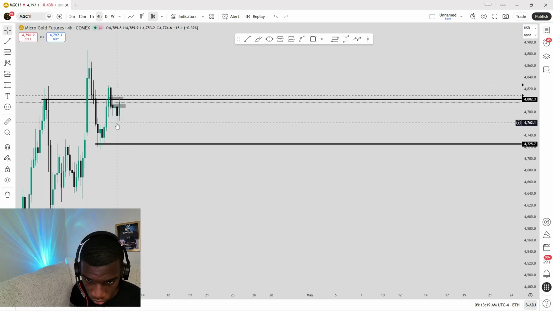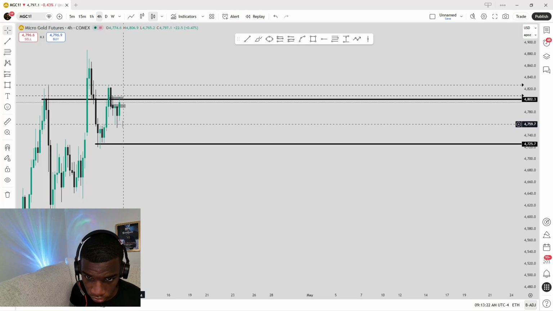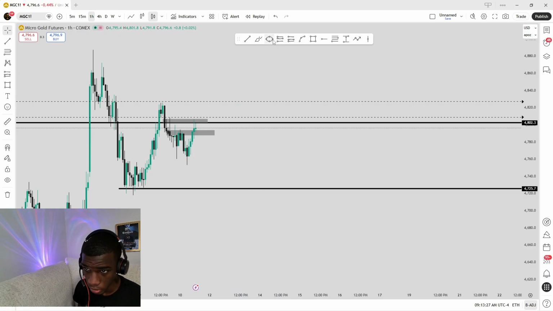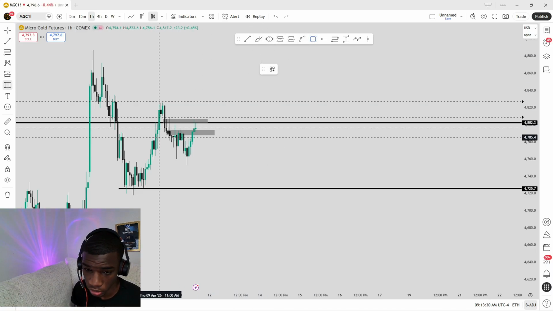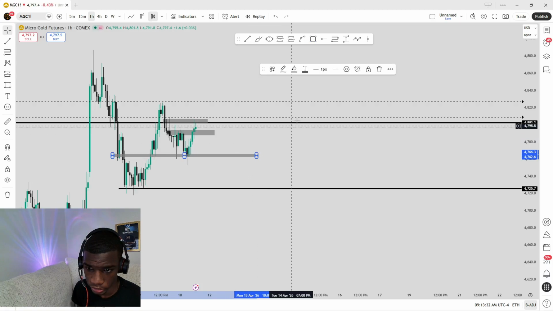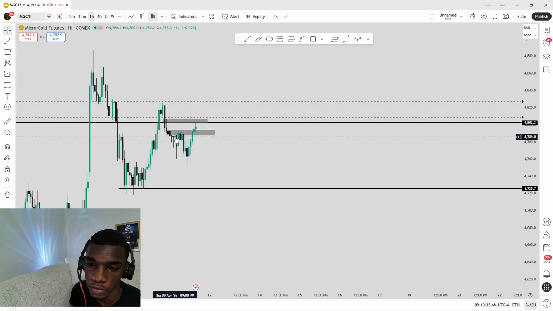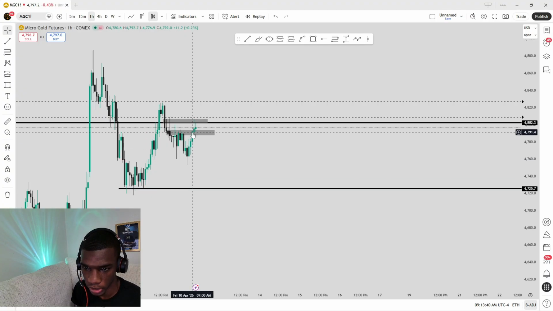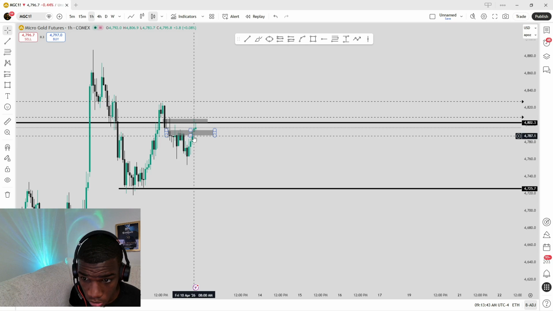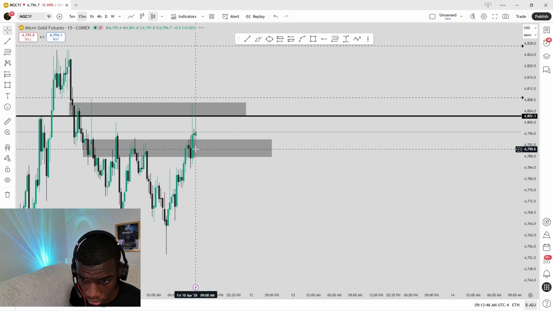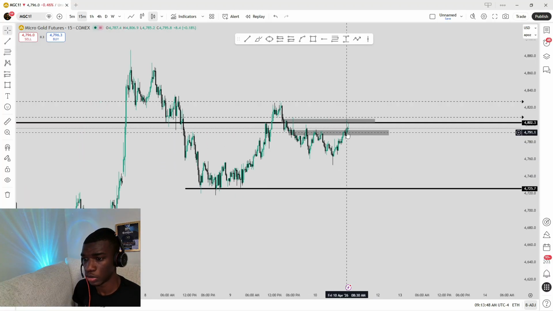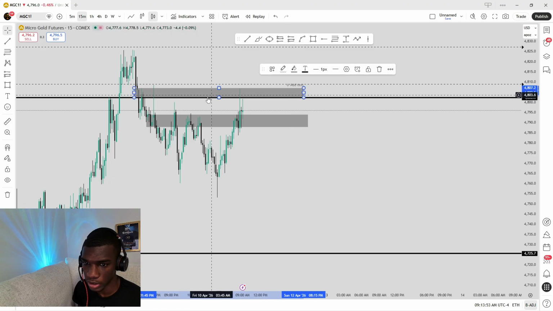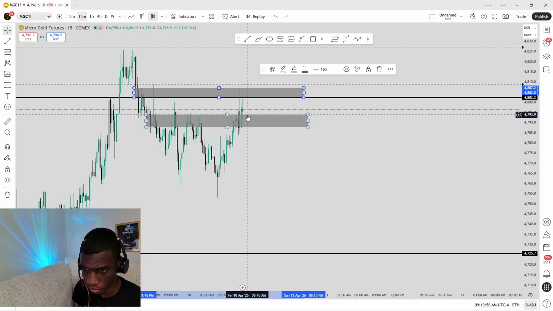Then it came down and created a higher low again, showing that buyers are here in this little region. Buyers are here, right? And then we have a lower high here, and then price broke this lower high this morning, but this gray zone here has sellers that the market is struggling to push past.